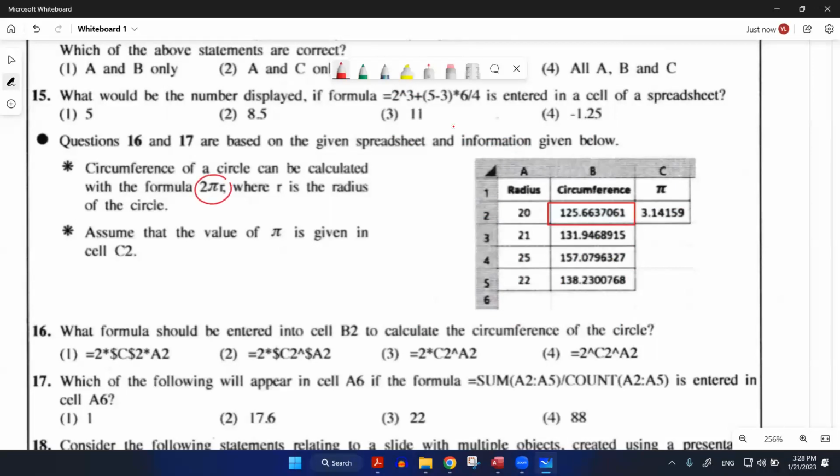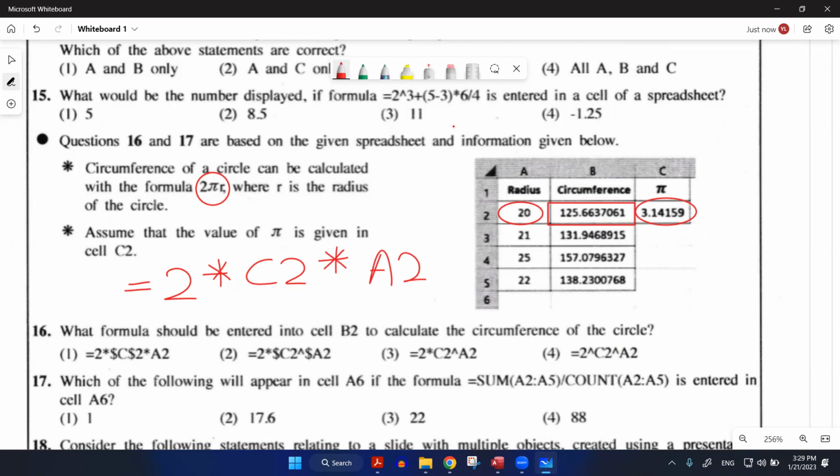The circumference of the circle is given by 2 pi r. So you have to write the equation like equals 2, you should use the star mark, then the pi is taken from here, that means C2, into, and the r comes over here, that means A2. So this should be the equation.